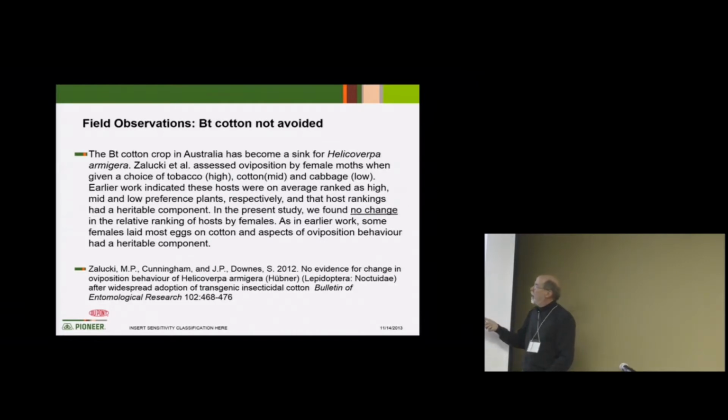Some field observations. The BT cotton crop in Australia is an important way to help control Helicoverpa armigera. The people in Australia assessed the oviposition by the female moths, and they found no change in the relative ranking of the hosts selected by the females. So they're suggesting that right now there hasn't been much evolution. So people are starting to look at this, both through modeling and by looking at some of these behaviors more carefully in the field, as Joe does with his insect movement studies.